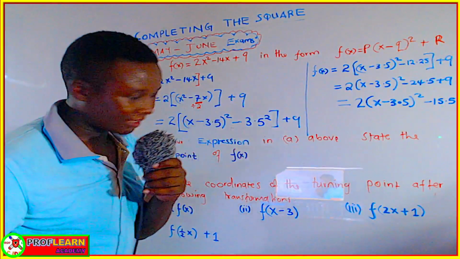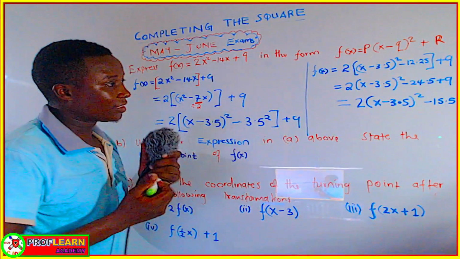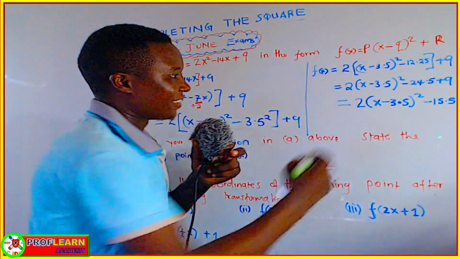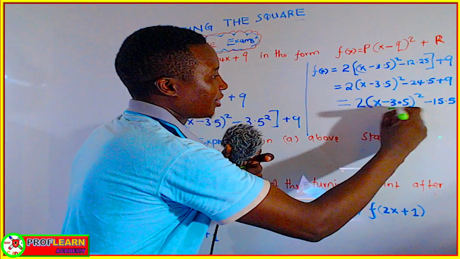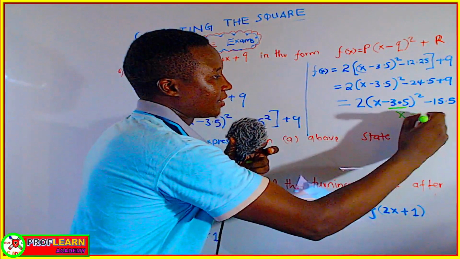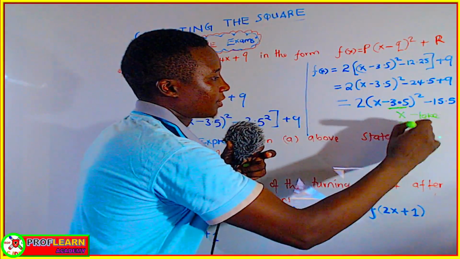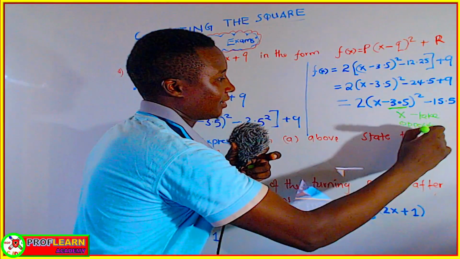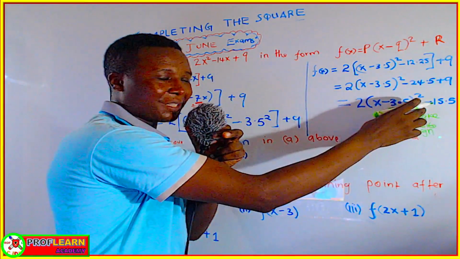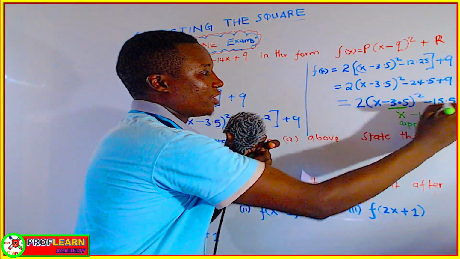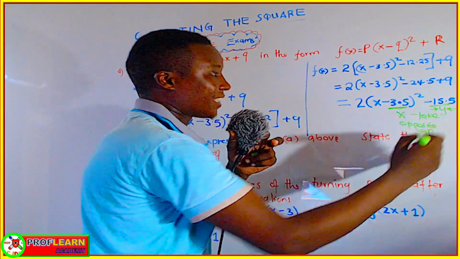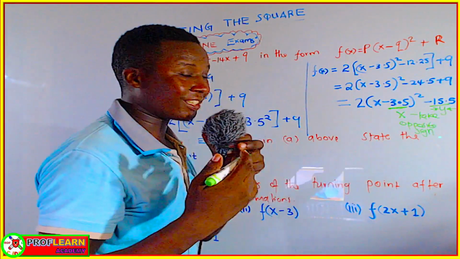For you to state the turning point, remember the turning point is going to be given by the x and the y coordinates. So this part here is going to give us the x coordinate, but you take the opposite sign. Always take the opposite sign of the one that you're having at this particular point. And this one is going to give us the y coordinate. So that one you take the sign the way it is. So if it's a minus, you take a minus.